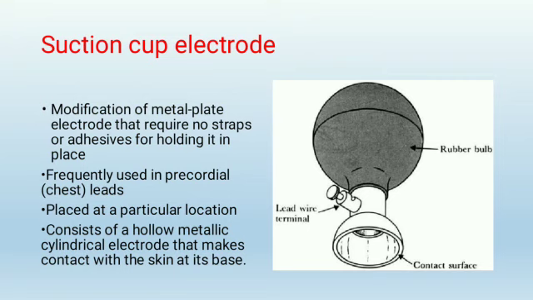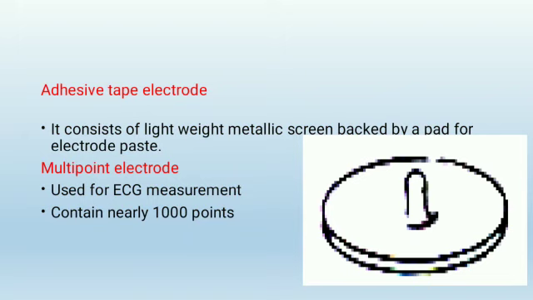The next one is the suction cup electrode. It is more practical and well suited for attachment to flat surfaces of the body and to regions where the underlying tissue is soft. It is frequently used in precordial leads. It is placed at a particular location. The next one is the adhesive tape electrode. It consists of a lightweight metallic screen backed by a pad for electrode paste. The next one is the multipoint electrode. The multipoint electrode is a very practical electrode for ECG measurement and it contains nearly 1000 fine active points.